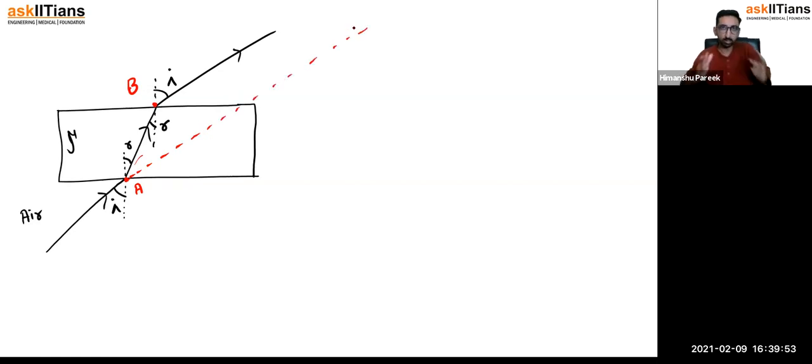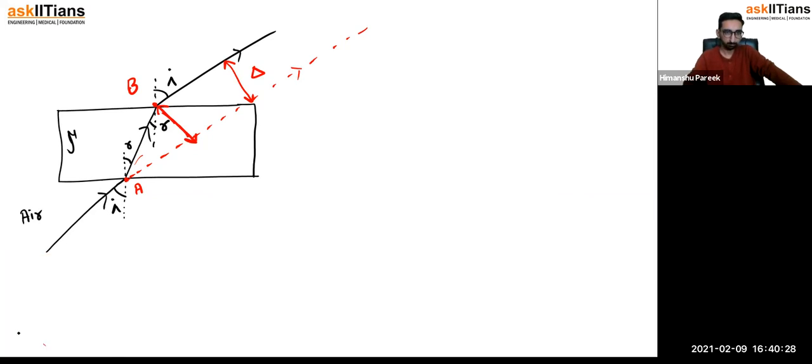If there is no glass slab, the ray would have gone straight. So I want to find out the separation between these two. Either you find out this separation or that separation, it's exactly the same, because between two parallel lines the distance always remains the same, it never changes. I can find this distance also, and it would be the same. I am going to represent this parallel shift, or lateral shift, by the symbol delta.